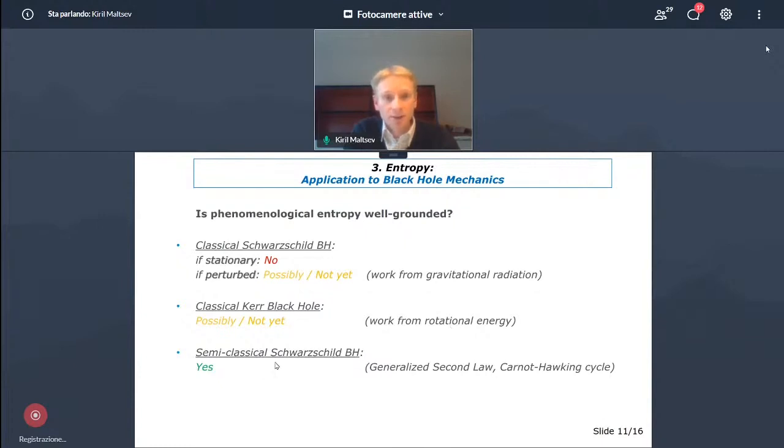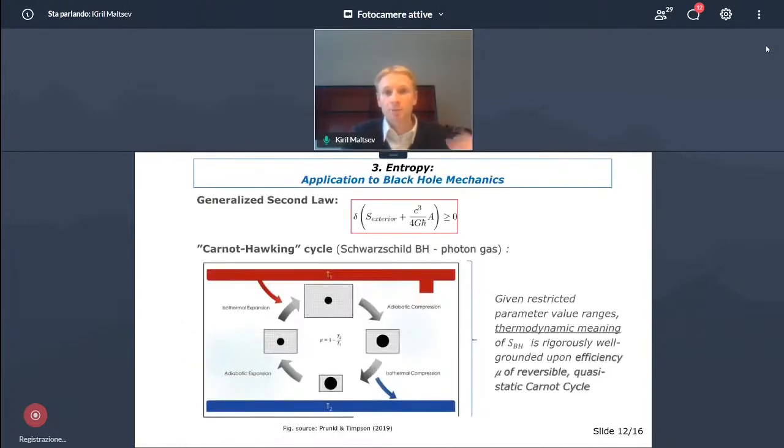For the semi-classical Schwarzschild black hole, the answer is yes, if we adopt two assumptions. First, the validity of the generalized second law, and second, the viability of the Carnot-Hawking cycle. Let me recall what this amounts to. The generalized second law states that for the joint system of horizon area of the black hole times a constant plus the ordinary thermodynamic entropy associated with the surroundings of the black hole, the sum of it is non-decreasing.